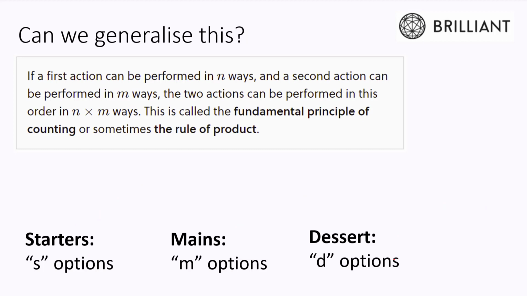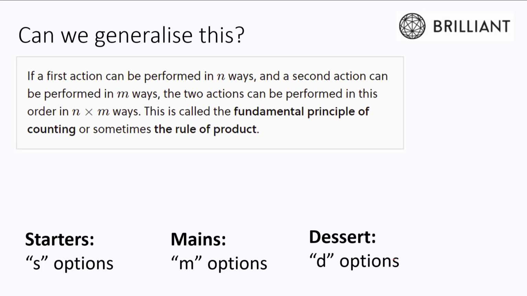So, can we generalize this? And of course we can. And this definition is taken from brilliant.org, my favorite website in the whole world, which I'll talk about at the end of the video. And this is that definition for what they call the fundamental principle of counting, or the rule of product. And actually in British schools, or at least the schools I've worked in, we tend to call it the product rule for counting.